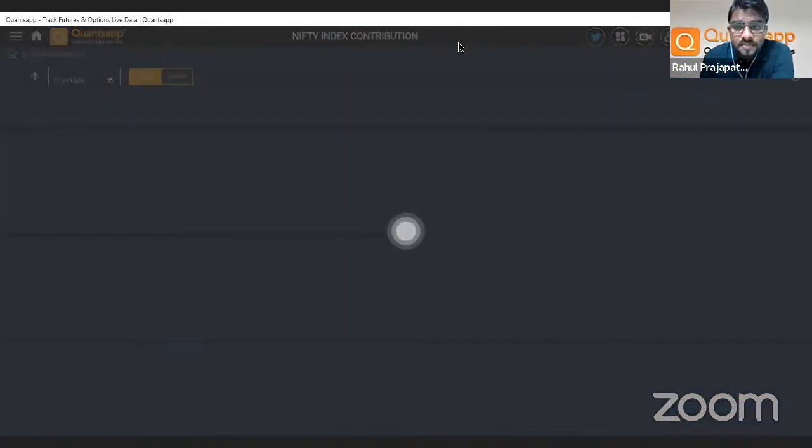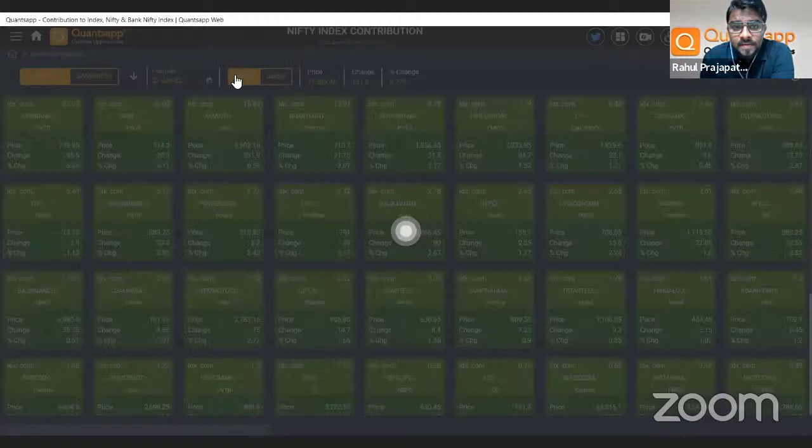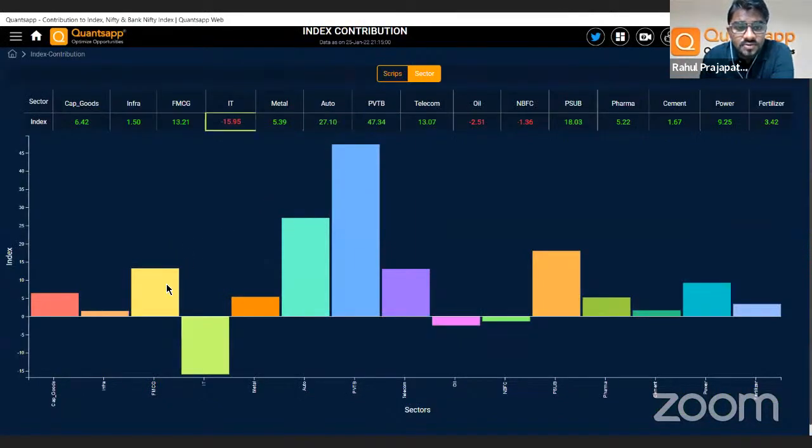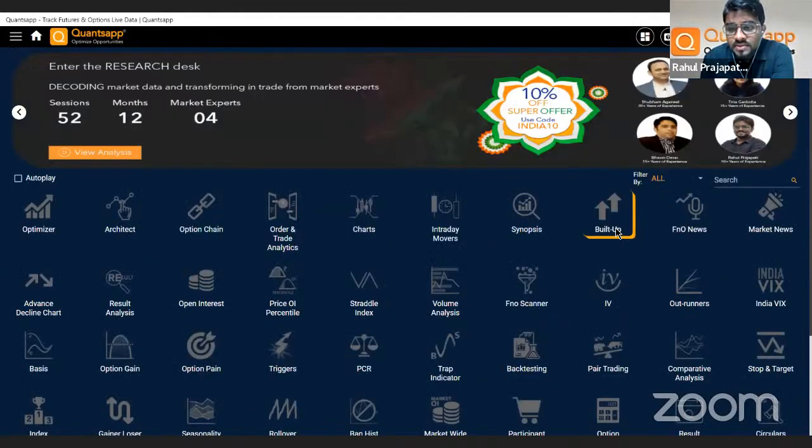Index contribution. In the last session, the market went up specifically. So you can see private banks, specifically auto, and PSU banks are providing positive contribution to the market, and IT had a negative contribution. And you can see on the build up side.